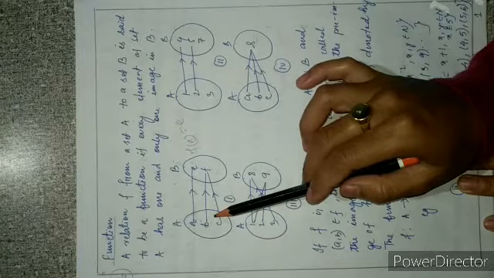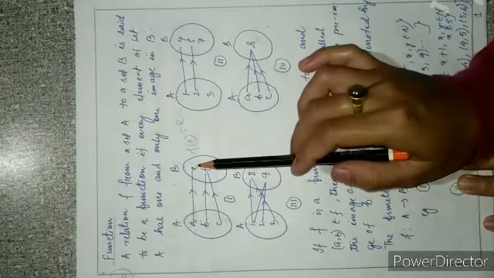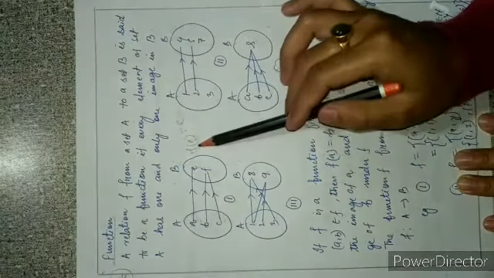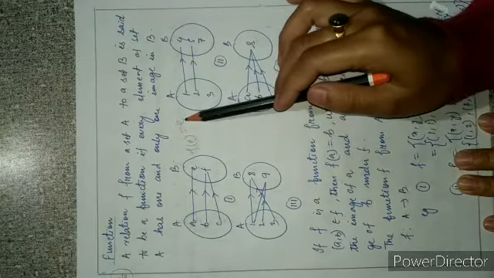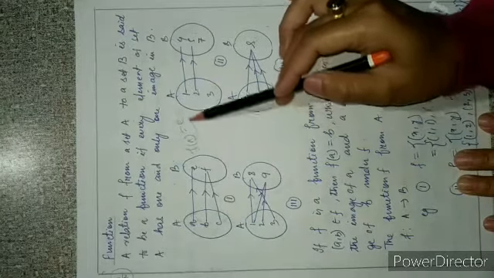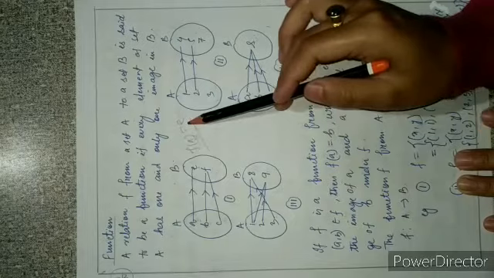If A is mapping to E, we say that f of A is equal to E, if this relation is a function. F of A is equal to E.